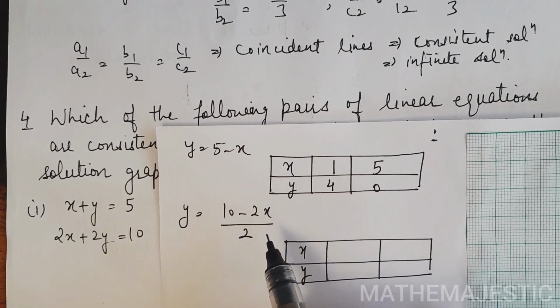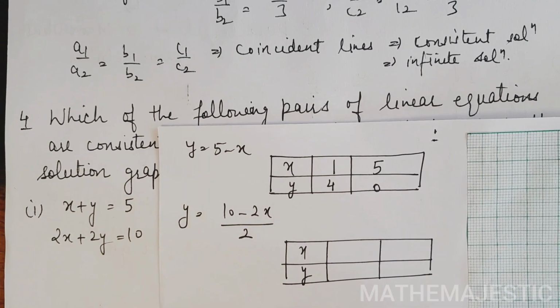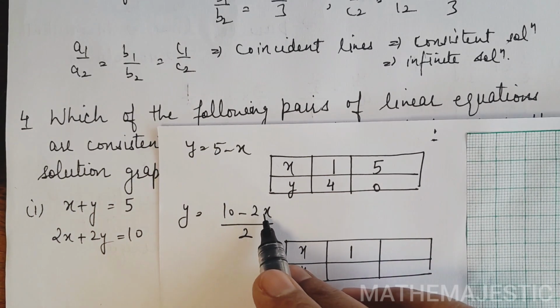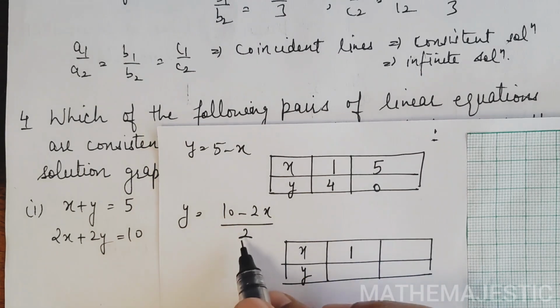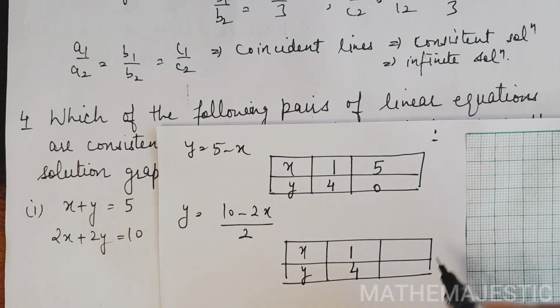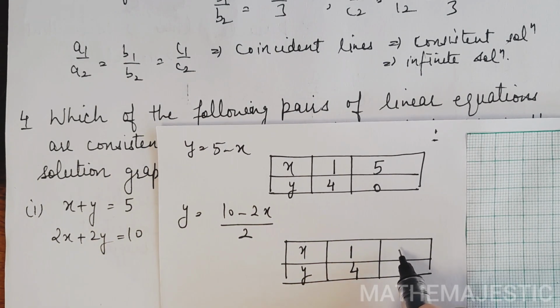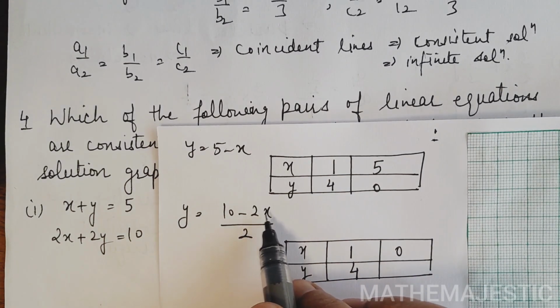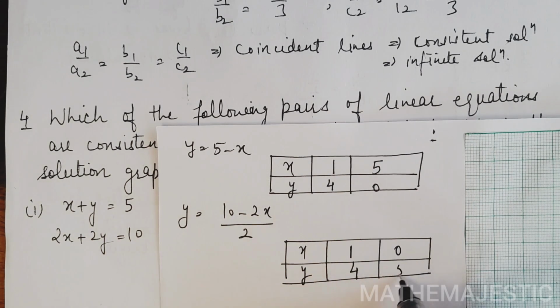If we will take x as 1 here, so what you will get? 2 ones are 2, 10 minus 2 is 8. So 8 by 2 will be 4. And if you will take x as 0 here, if x is 0, so 2 zeros are 0, 10 by 2 will remain, that means 5.